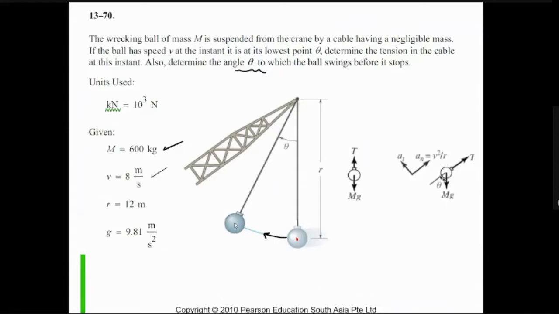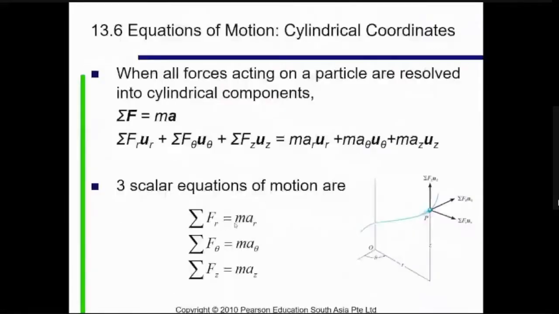Once we start talking about the principle of work and energy, we'll deal with this problem very differently, in a much easier way. So I don't want you to be too concerned about the approach we used in solving this problem. Now, the final coordinate system we want to address in this chapter is the polar or the cylindrical coordinate system. And here the equations are still the same, except we're talking about relative to r, theta, and z. So sum of forces in r equals m a_r, sum of forces in theta equals m a_theta, and sum of forces in z equals m a_z. Again, for our scope of work, we're concentrating on 2D problems.